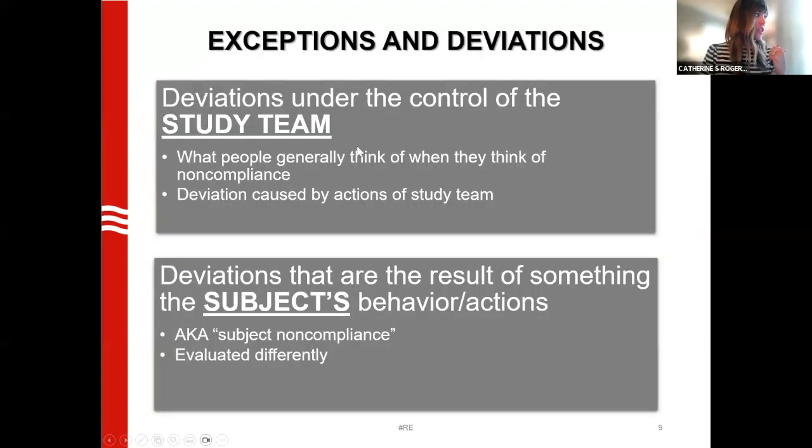So, deviations under the control of the study team. This is generally what people think of when they think of noncompliance, and this is something that happened because of what we did here and not the subject, versus deviations that are the result of something the subject's behavior or action caused. Sometimes people say this is subject noncompliance. That's a little tricky. We evaluate it a little differently, and we'll go over whether or not it needs to be reported. But really, we focus on actions that are under the control of the study team when we think of this.